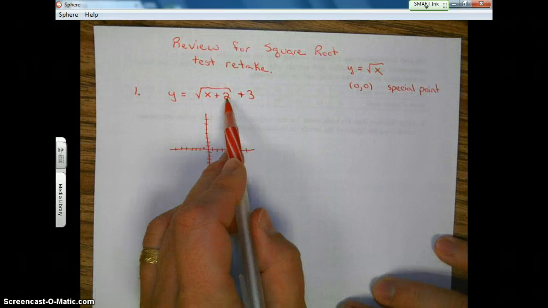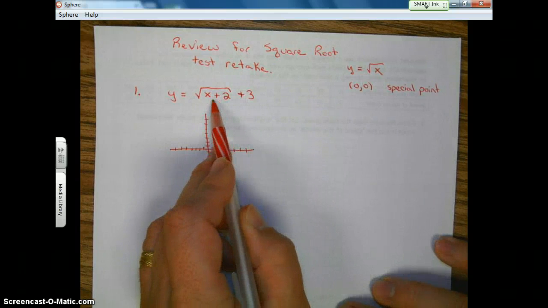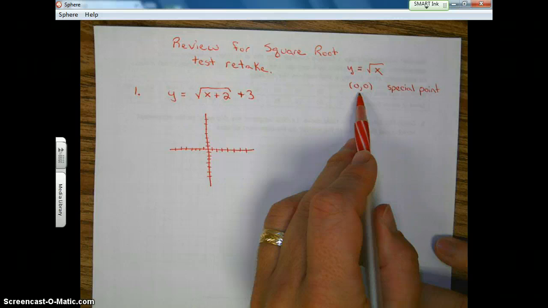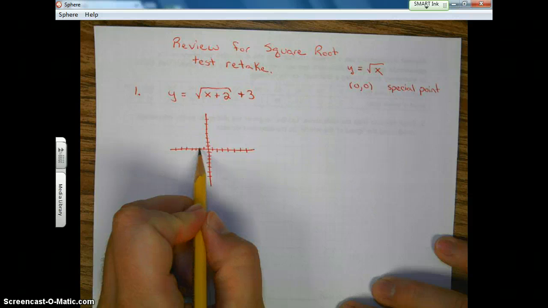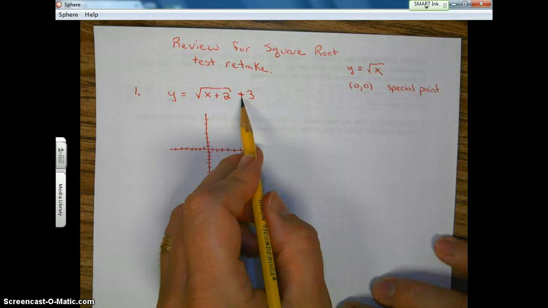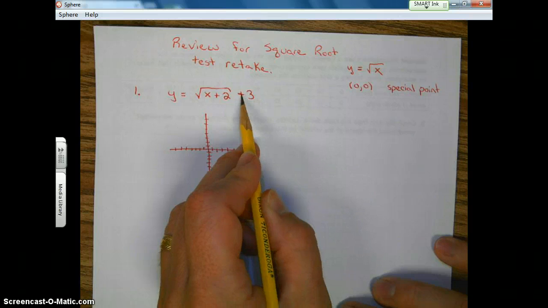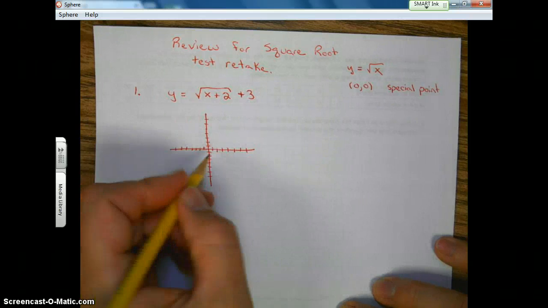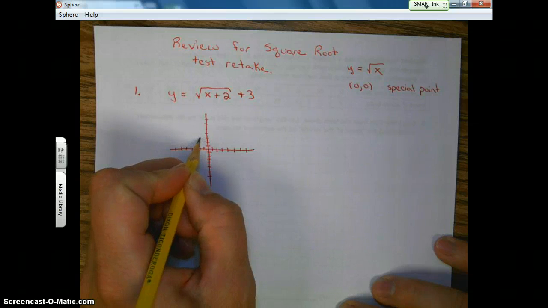We have the one under the radical, which says to translate the parent function 2 units to the left. So starting at 0, 0, we're going to go 2 units to the left. 1, 2. Okay, so we're right here. Then the plus 3 is our other translation point, which says to translate the parent function 3 units up. So we went 2 units to the left, and now we go up 1, 2, 3.